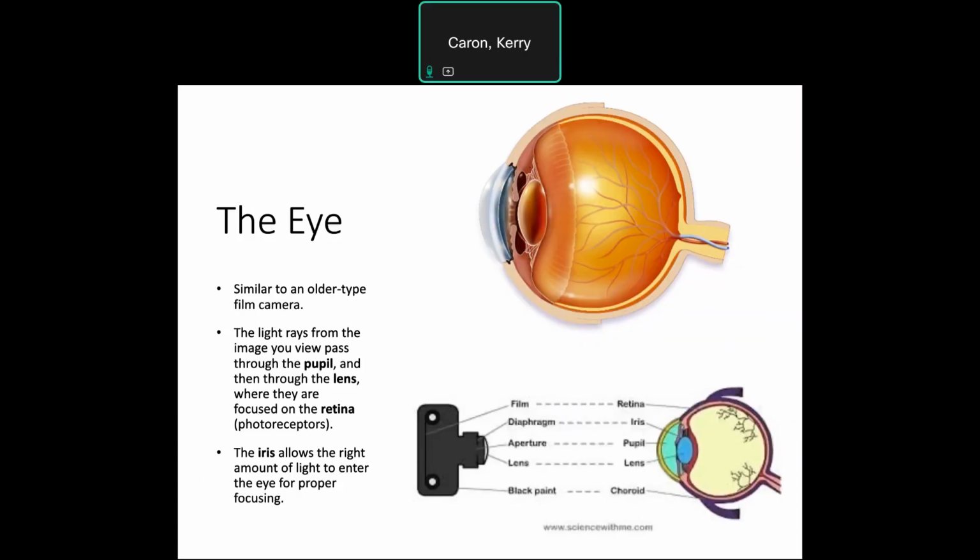Okay, moving right along to the eye. The eye is similar to an older type film camera, if you're old enough to remember that. Light comes in from an image, it passes through the pupil, through the lens, and gets focused on the back of the eye on the retina in what we call photoreceptors or light receptors. The iris, the colored part of the eye, allows the right amount of light to enter the eye for proper focusing. So the iris is going to control the amount of light.